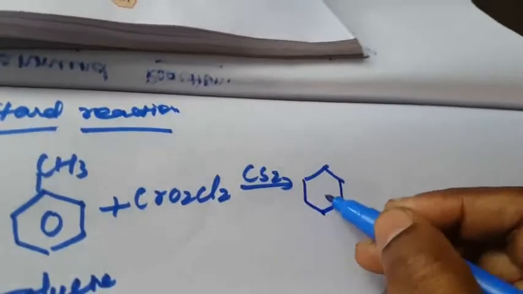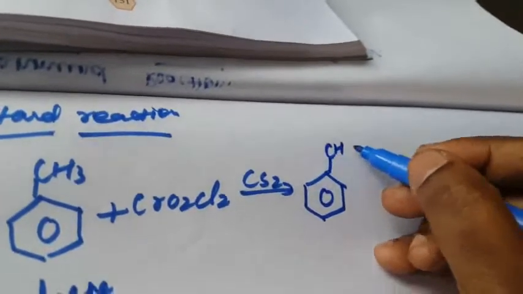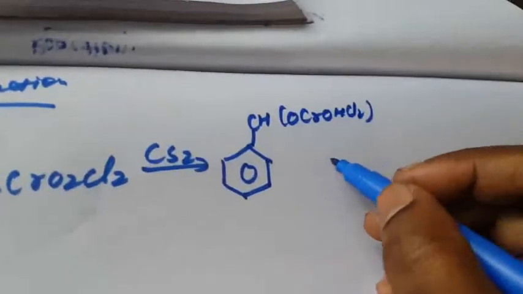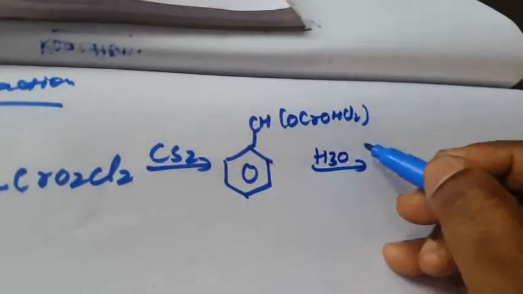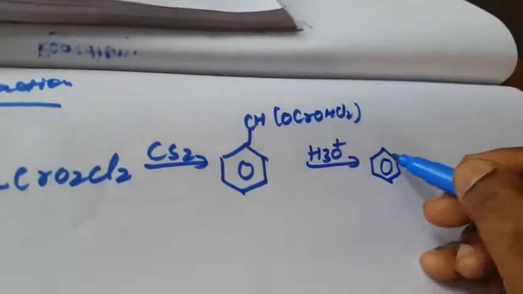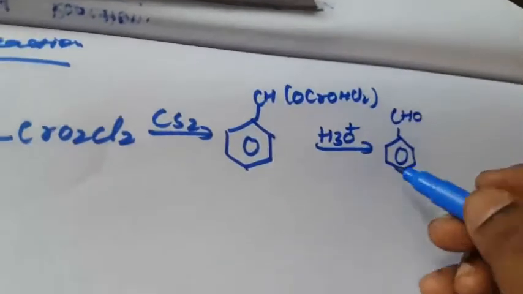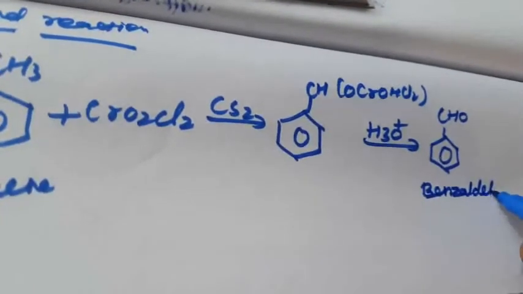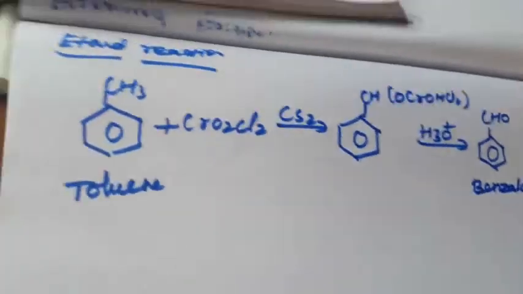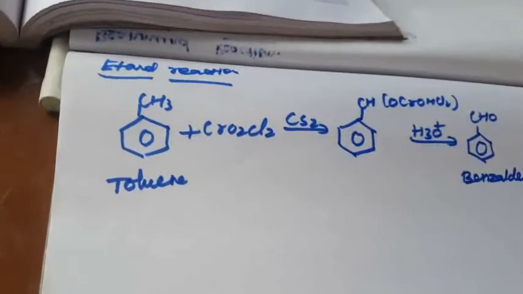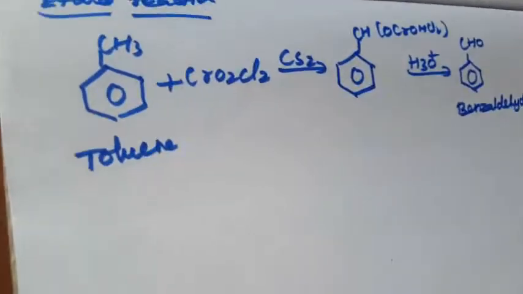Again this compound, CH(OCrCl2), the chromyl chloride complex, is added and on hydrolysis forms this compound called benzaldehyde. This is called the Etard reaction. This is the formation of the aldehyde compound, benzaldehyde. Okay, this is the first equation. This is called benzaldehyde. This is the Etard reaction. Next one is the Gattermann reaction.